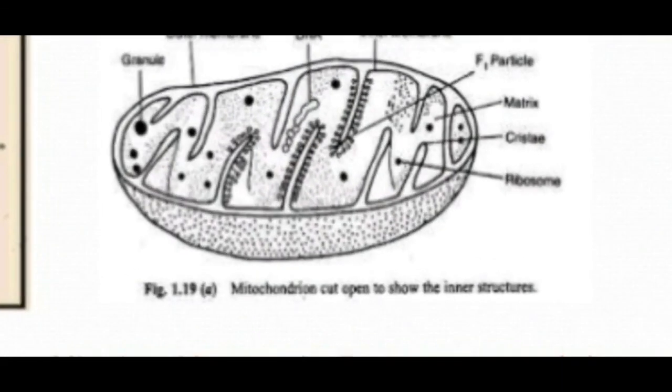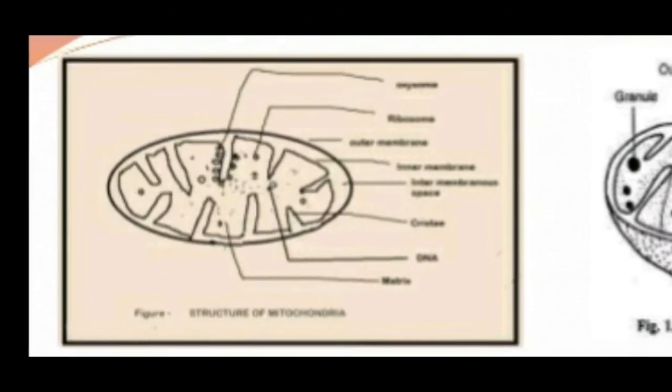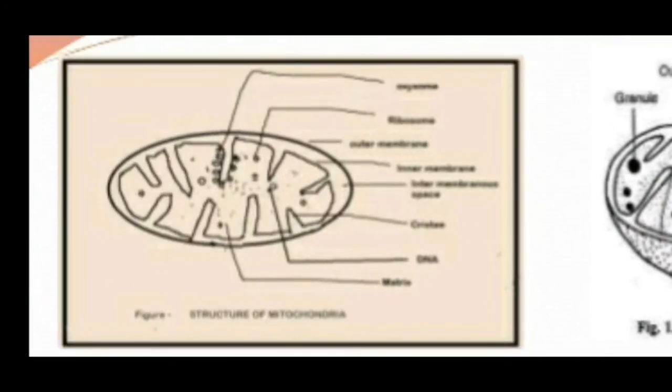In the mitochondria structure, the outer membrane is smooth while the inner membrane is highly folded inside. This consists of the F1 particles. The matrix is filled inside the mitochondria, and they have their own DNA and ribosomes inside that. Clear? Certain granules are also present in the mitochondria. See, this is the structure of your mitochondria. Clear?